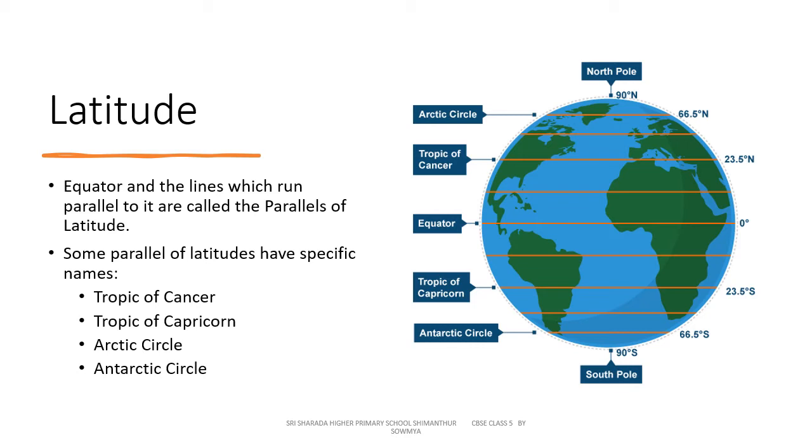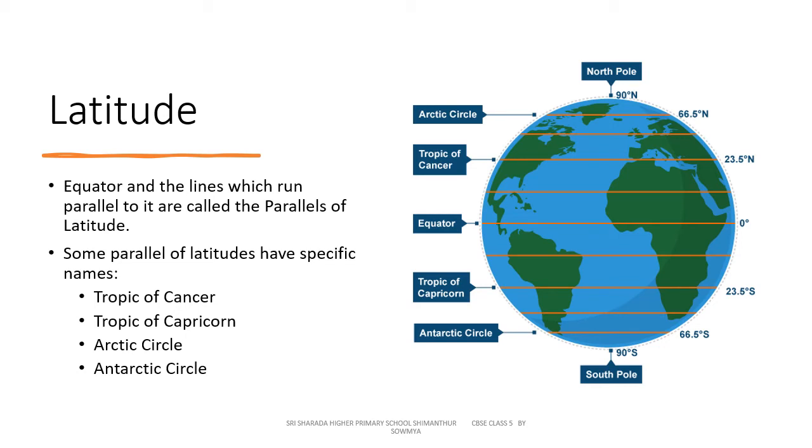They become shorter as they move from the equator towards the poles. All the parallels are numbered from the equator. The parallels in the northern hemisphere are labeled as N and are called north latitude. The parallels in the southern hemisphere are labeled as S and are called south latitude.